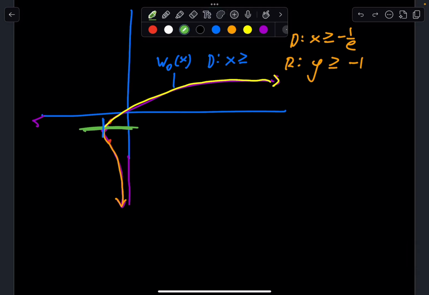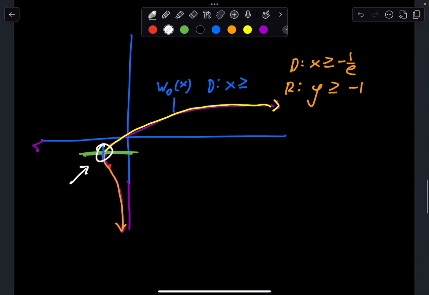Now, what does this mean that this part of the graph is? They both intersect at the same point right here. And what is that point? Well, think about it. That point is going to be (-1/e, -1), based on our domain and range, which we just defined. That means that this part, we're going to define that branch, by the way, as W-1 of x. So hence that branch there. And we're going to talk about that in just a second.